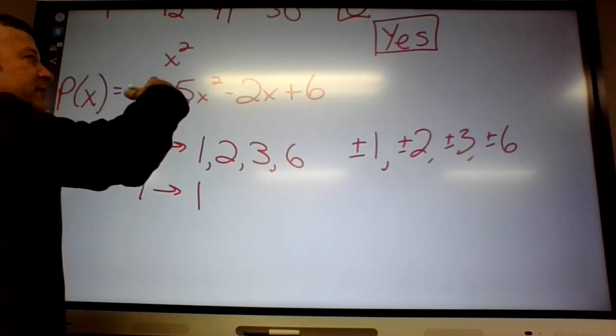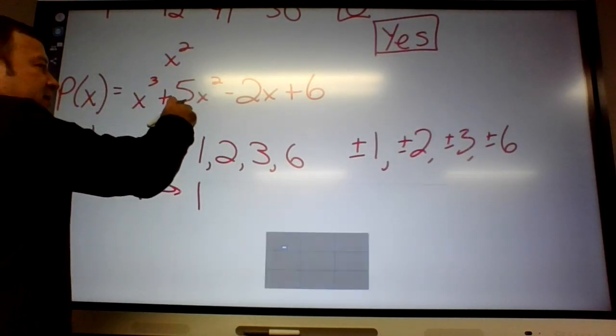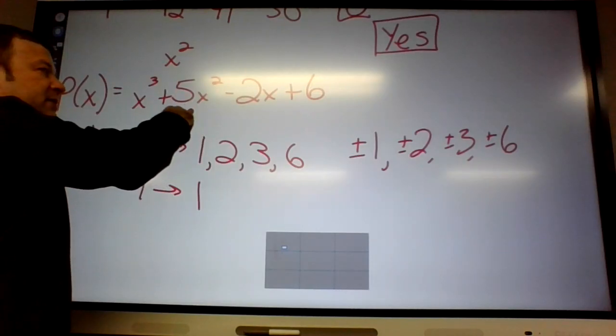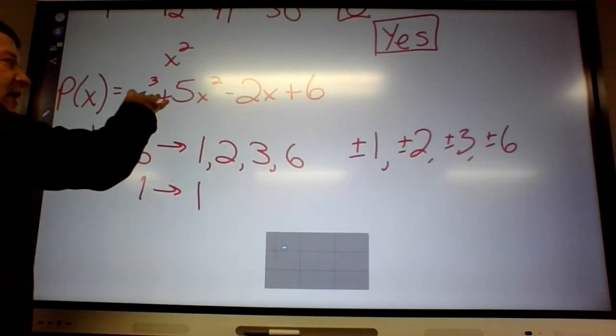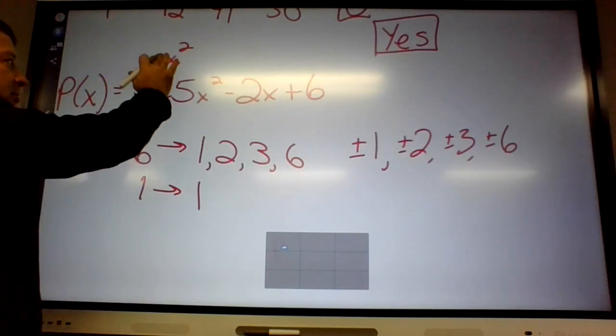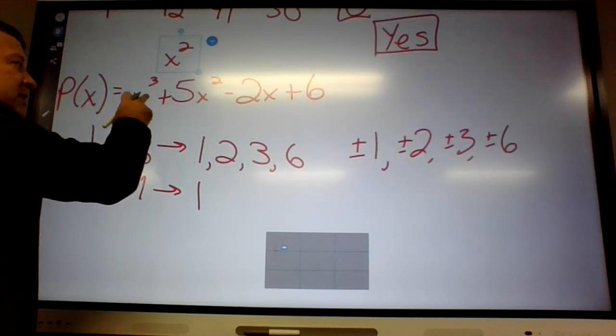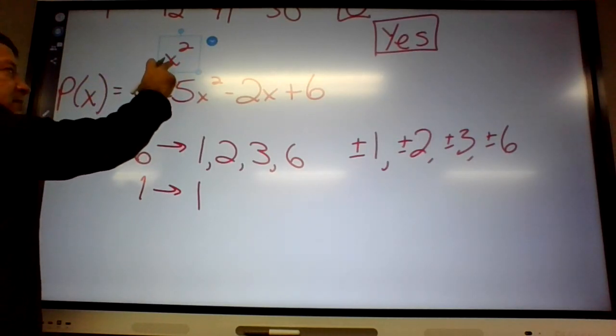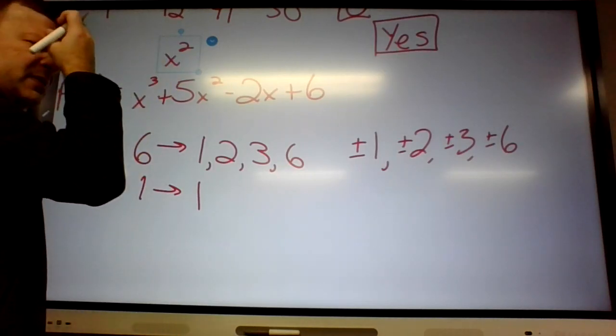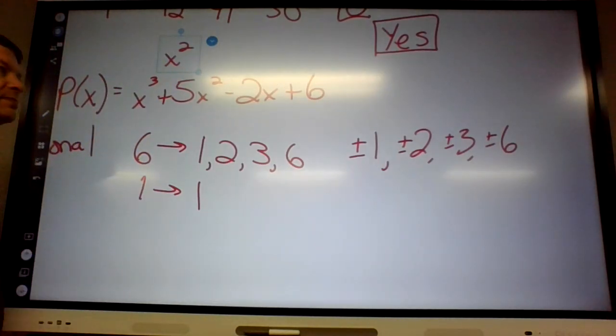But most of the factoring we've done, like this thing right here is not going to factor. We haven't learned a trick to factor this, so the factoring trick won't work. The quadratic formula won't work because it's not an x squared. That's a quadratic. So if it was x squared, we'd either do quadratic formula or factoring.